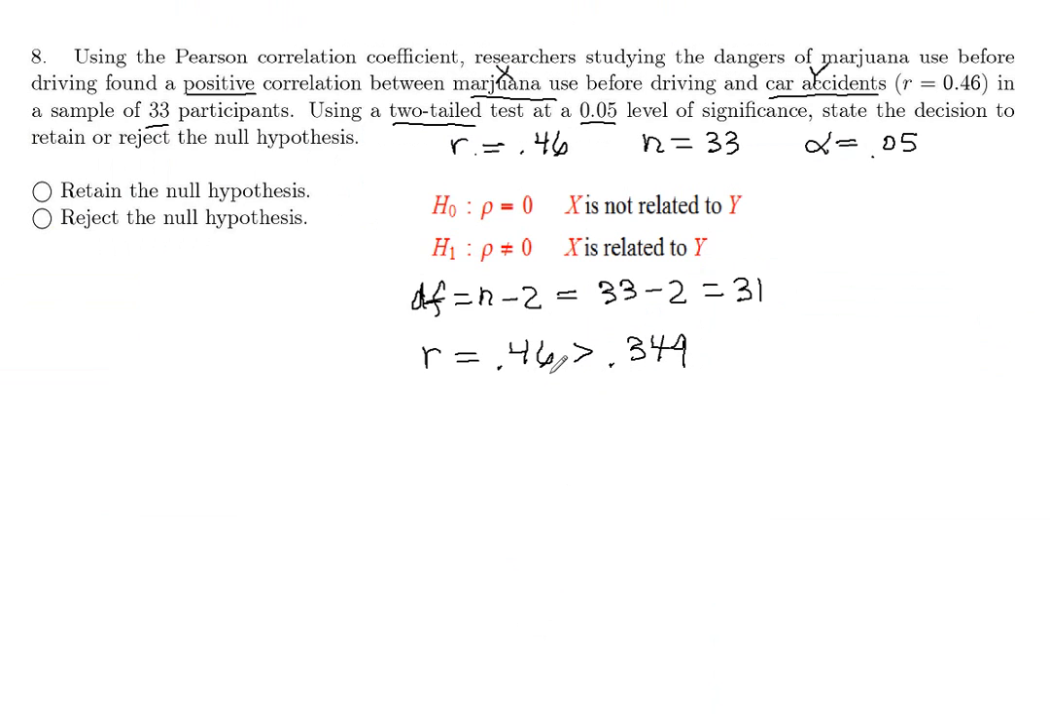Indeed, our R value, which is our test statistic, is more extreme than the critical value, the cutoff here. So we are going to reject H0. So here, reject the null. If this ended up being less than 0.349, then we would retain the null. That one you have to do by hand because you don't have the data.